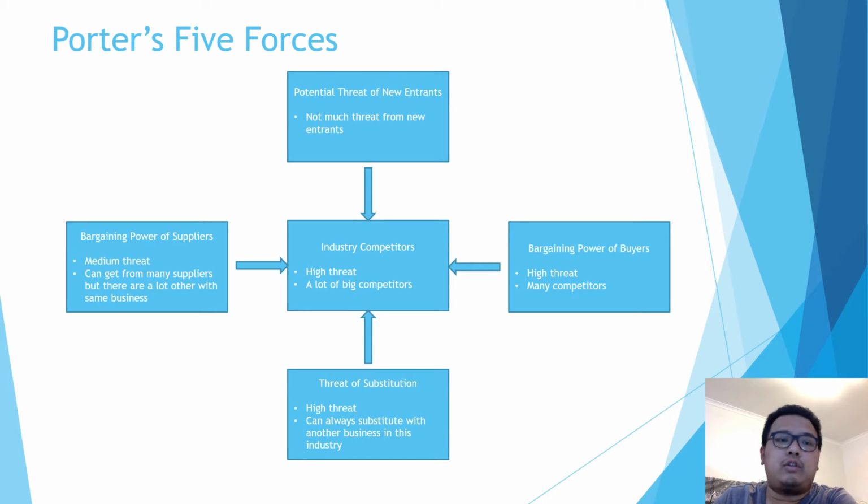We'll be using Porter's five competitive forces to understand the threats in the industry. We'll start with the potential threat of new entrants. We state that there will not be much threat from new entrants, as there are a lot of competitors already in this industry, and it will be a normal thing to have another competitor.